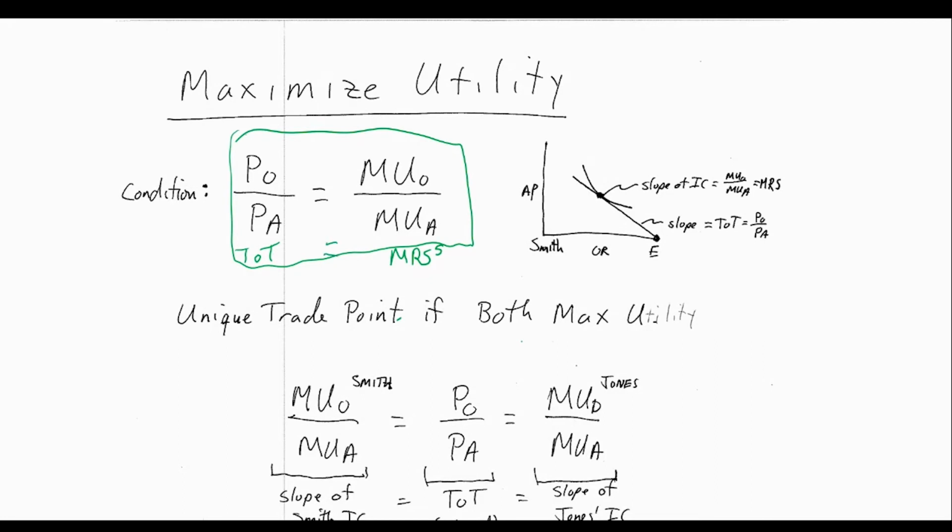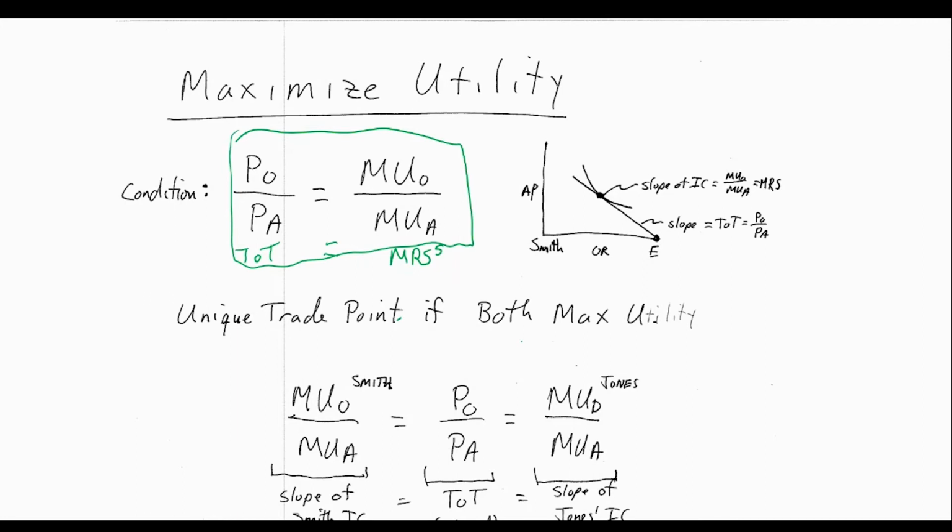So what we're saying is that in order to satisfy the maximization of utility condition for Smith, he's going to match the terms of trade that's being offered by Jones with his marginal rate of substitution at the point to which they trade. And he's only going to be willing to trade if those two are equal to each other.